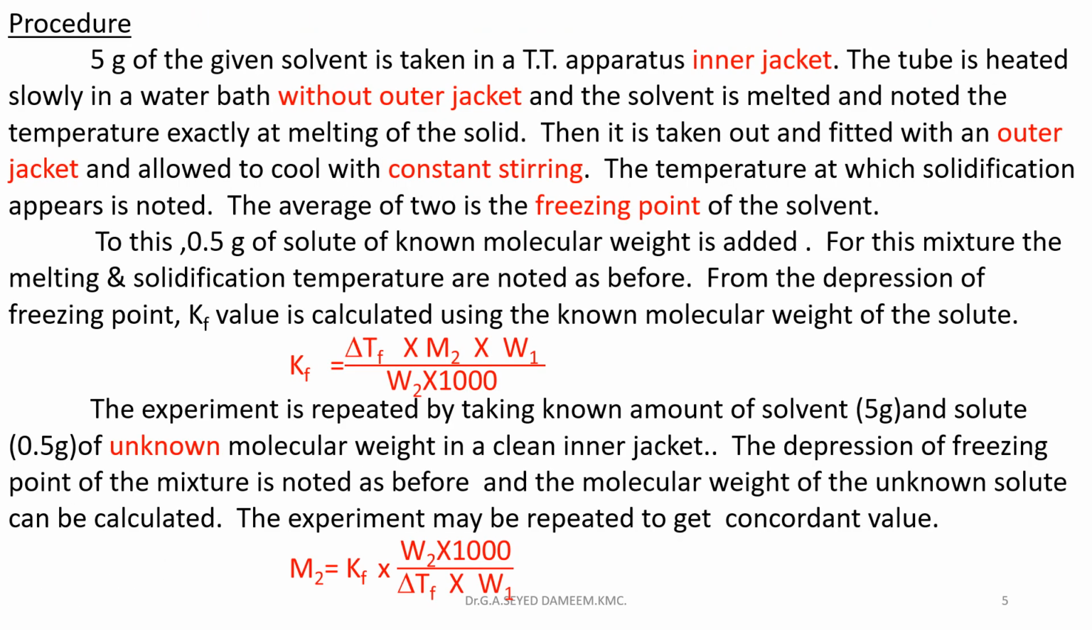Now the procedure of this experiment: 5 gram of the given solvent A is taken in the inner jacket of the TT apparatus, and the inner jacket is heated slowly in a water bath without the outer jacket, and the solvent is melted. The temperature at which the solid changes to its liquid state is exactly noted.